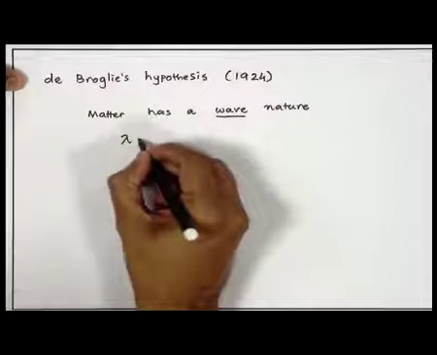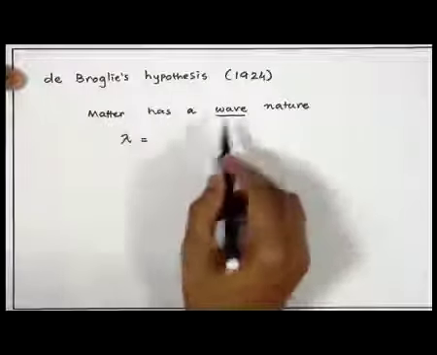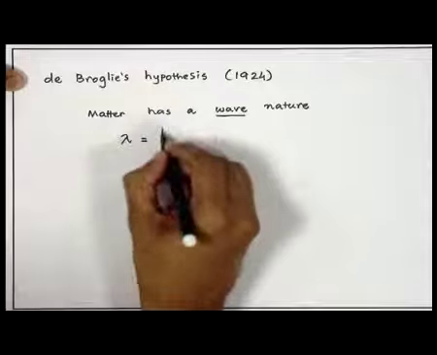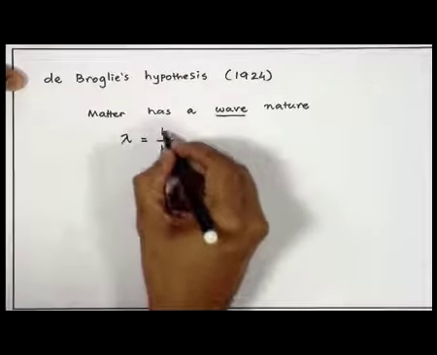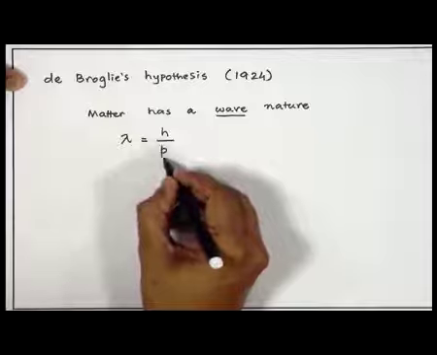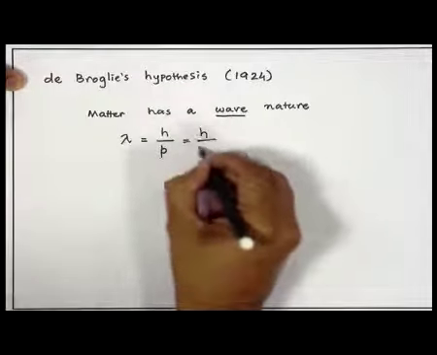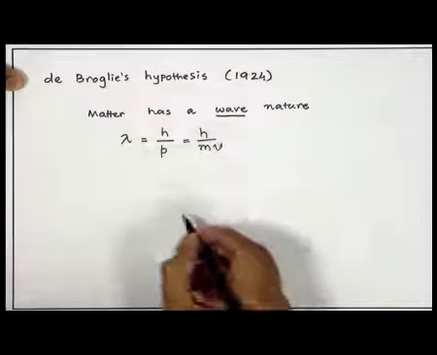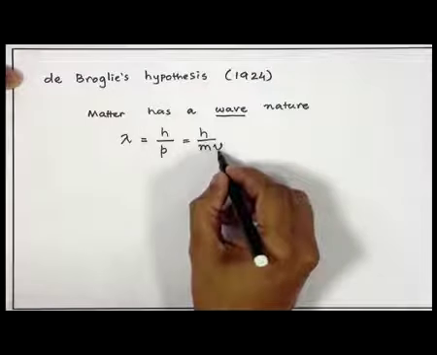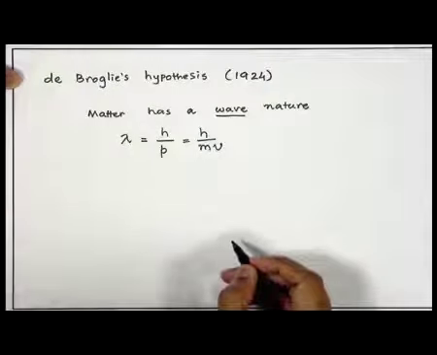He gave this relation. He said that matter has a wave nature, and this wave has a wavelength lambda, which is given by h, the famous Planck's constant, divided by the momentum of that matter. What is momentum? We can rewrite this as h divided by m v, where m is the mass of the particle and v is the speed with which the particle is moving.